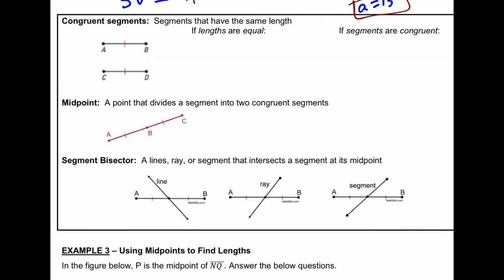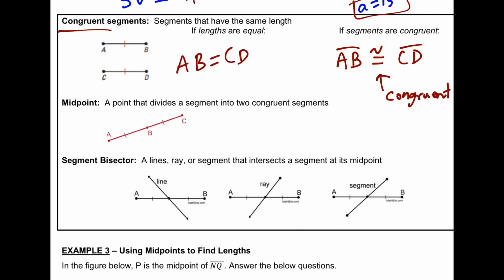A couple of vocabulary terms. If two segments have the same length, we can call the segments congruent. And you would write that like this. Segment AB, with a line above it to indicate the segment, is congruent to segment CD. This symbol here means congruent. It's an equal sign with a little squiggly on top. That's the formal name. If we're just talking that the lengths are equal, you would say length AB is equal to length CD. And you don't have that little line above.